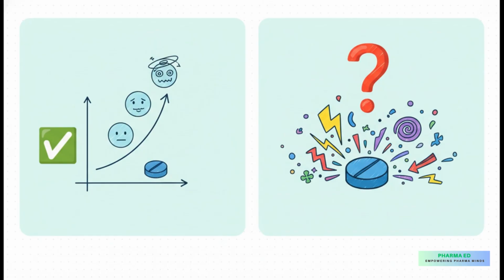We can get adverse drug reactions, or ADRs. It's really important to know the difference between the two main types. Type A, think augmented. These are predictable. They're basically an exaggeration of the drug's normal effect. But type B, think bizarre. These are totally unpredictable. They have nothing to do with the dose, and they're specific to that individual person.